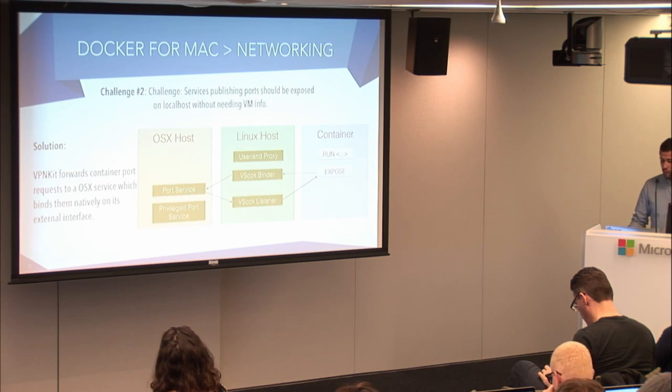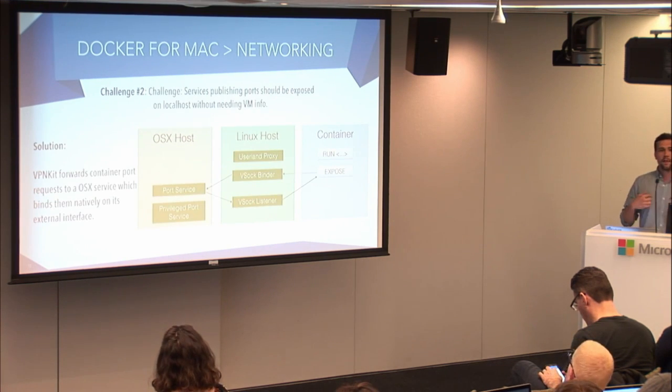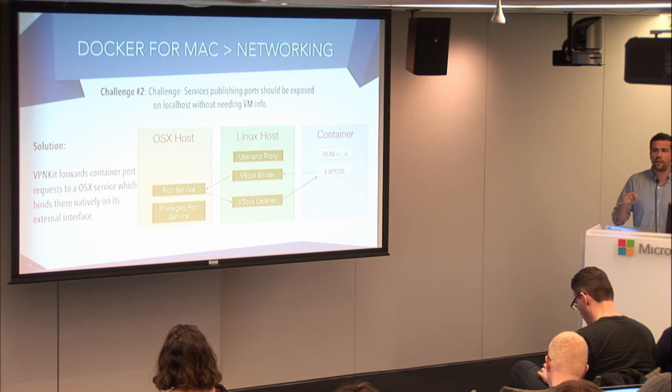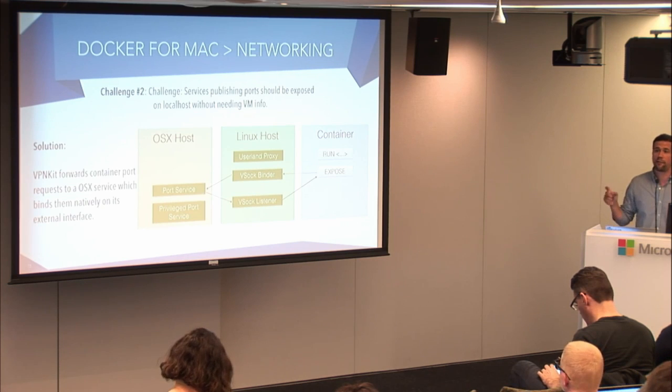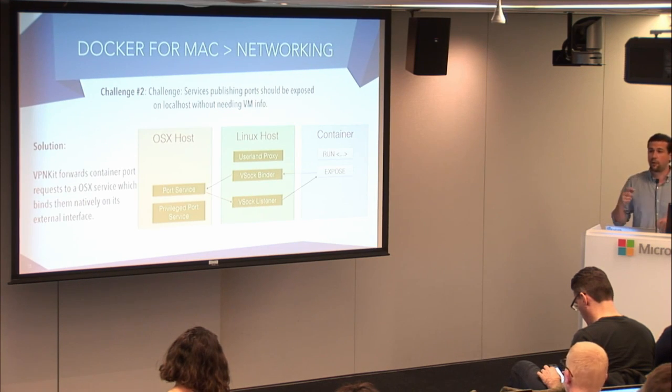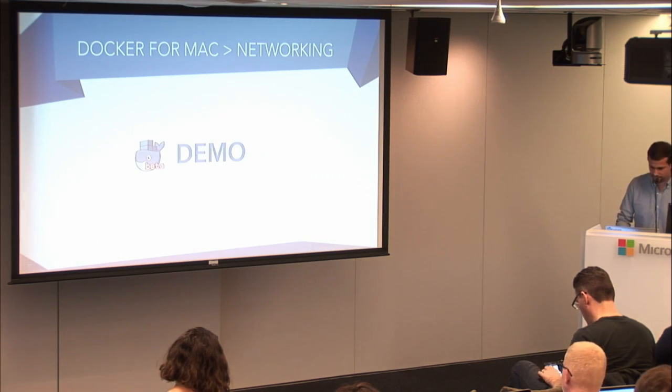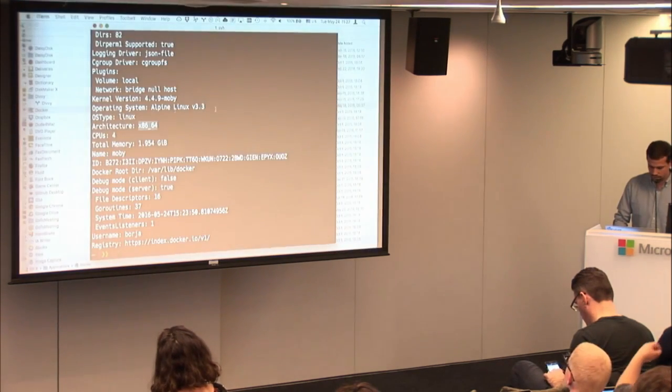Again, it goes back to that sort of black magic that works out of the box. And similar for ports exposing. The ports are exposed and bound on the local host, on the OS X host. I expose a port on my container, and Docker for Mac will do the binding on the actual OS X host. So I can run a container, expose port 80, I can do localhost port 80, and it works. Let me do a quick demo of that.